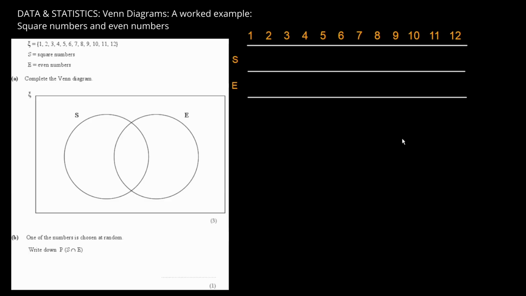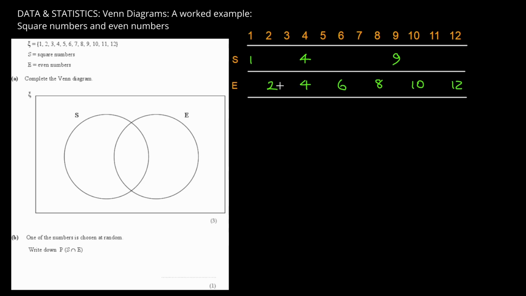Okay, so I've set up a table here with all our numbers, and I've got a row for square numbers and a row for even numbers. Well, 1 times 1 is 1, so yes, 1 is a square number. 4 is 2 times 2, so this is a square number. 5, 6, 7, 8, 9. 9 is a square number, 3 times 3, so 9 goes on our row there. 10, 11, 12, no. Okay, well, the even numbers are a little bit easier.